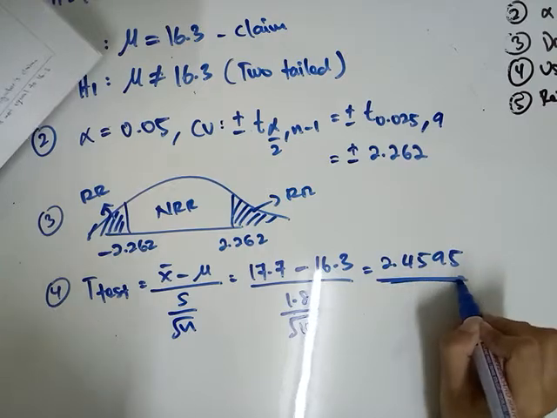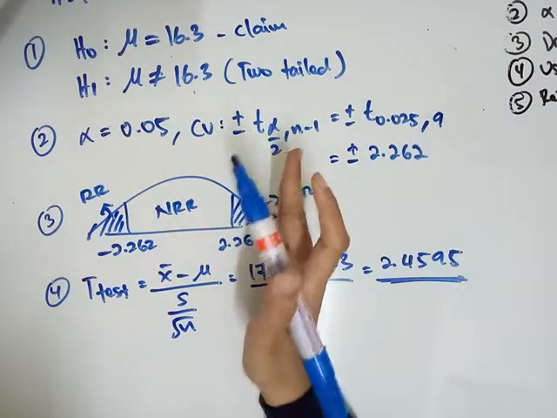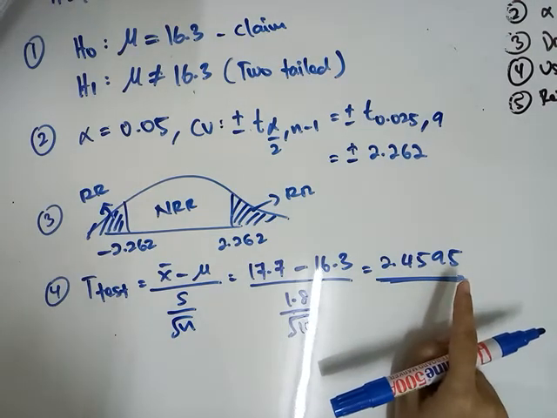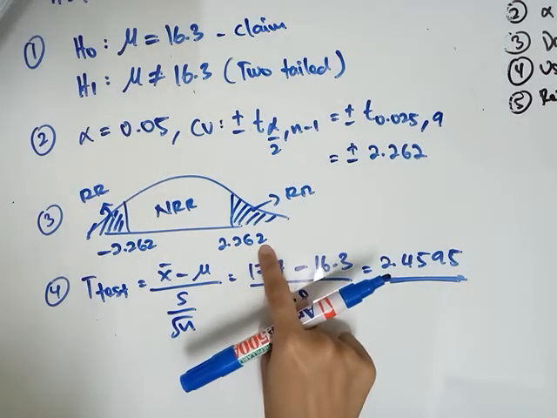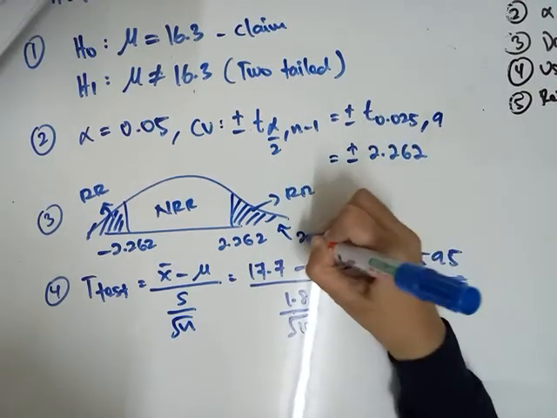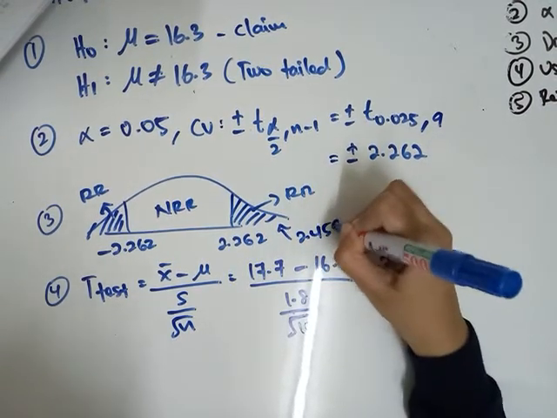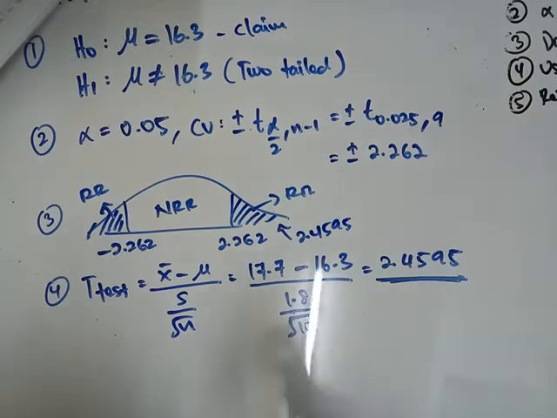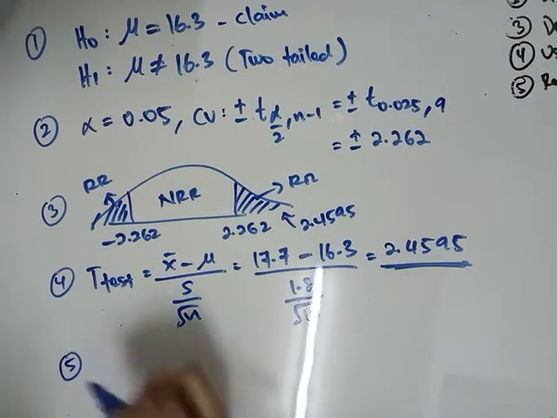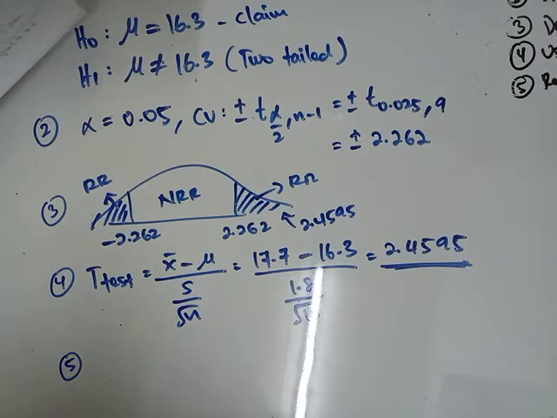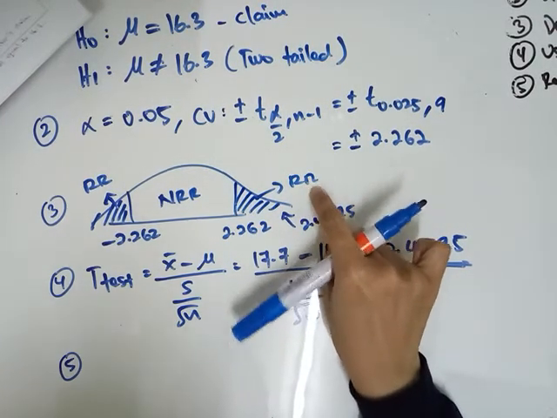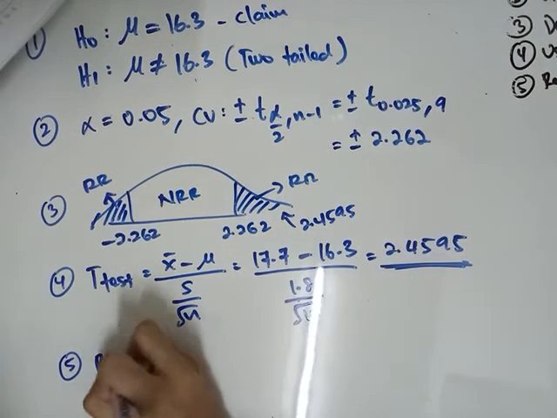So look at this value. Okay, is it in RR position or NRR position? 2.4595. It is more than 2.262, right? So kedudukan dia pada RR. It is in RR. And then step 5 is make the conclusion. Okay, what is mean RR? RR means reject H naught. So reject H naught.